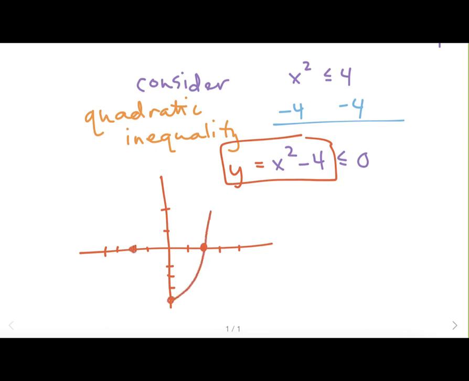So here's our parabola, and we're looking for the x values that would cause the outputs to be negative, right? We want the x values that cause y to be less than 0. Well, that's these down here. And so we would say the solution to this inequality is going to be from negative 2 to positive 2.